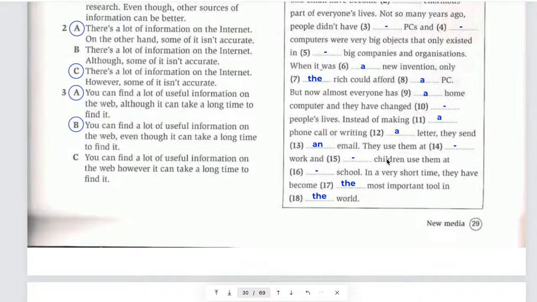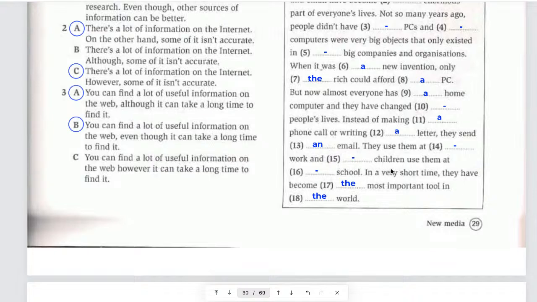Number 15. Yeah, and children use them. Why? Talking in general, so we don't need to use anything. And then number 16. Yeah, at school. Why is that? Point number 2 in "we don't use the in these common expressions," right? We have "at school," we don't say "at the school."